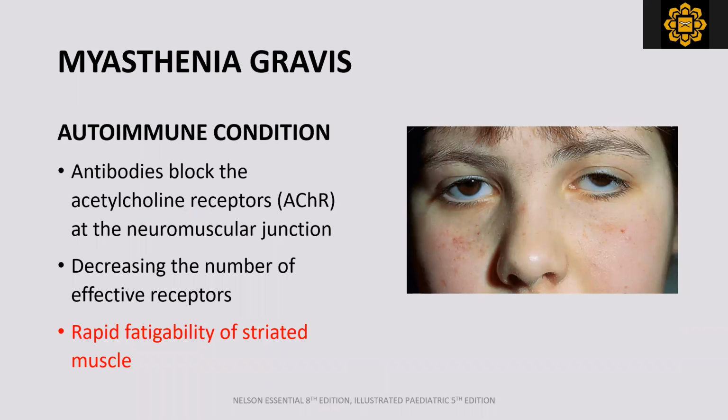And one of the important clinical features that we can elicit in the history is the rapid fatigability of the striated muscle, meaning that initially in the morning the patient is quite well, but as the day goes on, the patient complains of weakness progressively. And one of the features that we can see distinctively in myasthenia gravis is the oculomotor features. In this case, we can see the ptosis of the eye.